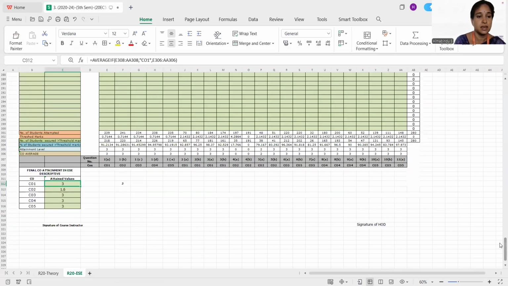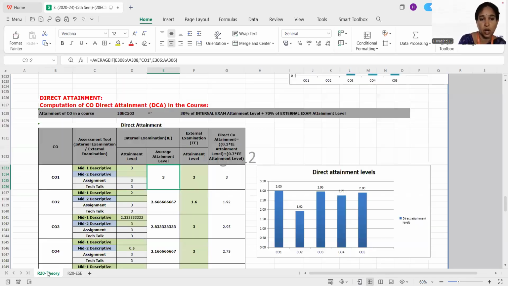So these are the final CO attainment values in the end semester examination. The final attainment value of any CO is calculated by taking the average of attainment values achieved by that CO. So these overall CO attainment values in end semester examinations are copied here.